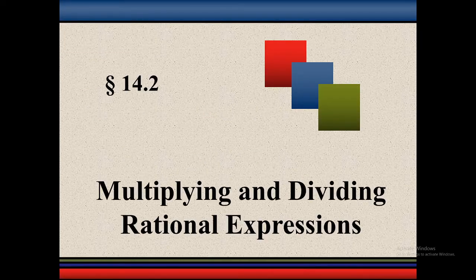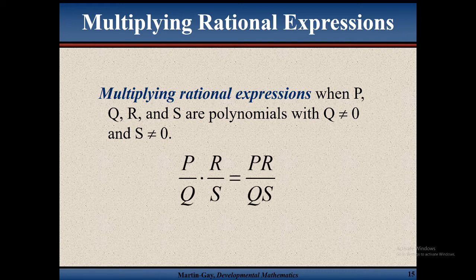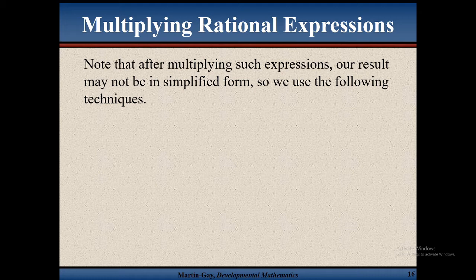So how do we multiply and divide rational expressions? When p, q, r, and s are polynomials with q not equal to 0 and s not equal to 0, p over q times r over s would be pr over qs. Note that after multiplying such expressions, our result may not be in simplified form, so we use the following techniques.